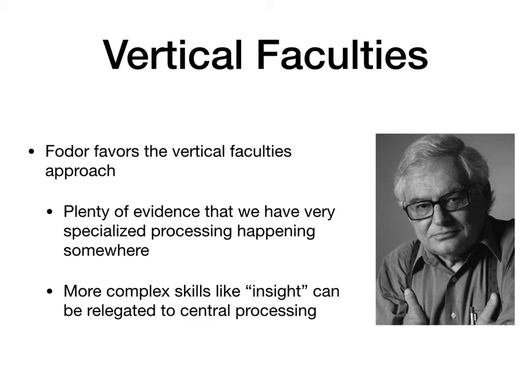Jerry Fodor is a big fan of these vertical faculties. He's a philosopher of mind who brought a lot of computer technology approaches to the study of the mind. And his points are this: there's plenty of evidence that we have very specialized processing somewhere in the brain. There are ways that we've pulled apart how exact little subclusters of neurons do things, right? And for more complex skills like insight, we can just leave a little bit more on the table of central processing and say, hey, that's a bigger, more complex thing. Maybe it's too complex. Let's focus on the smaller things that we can really nail.